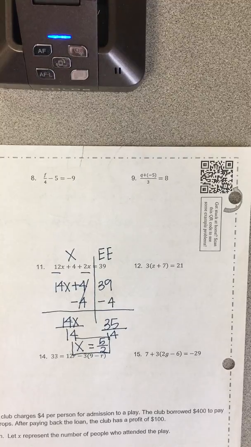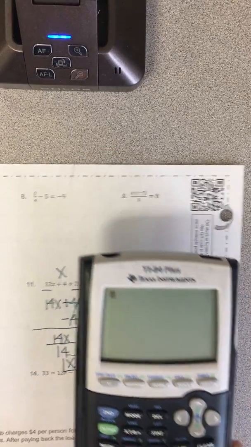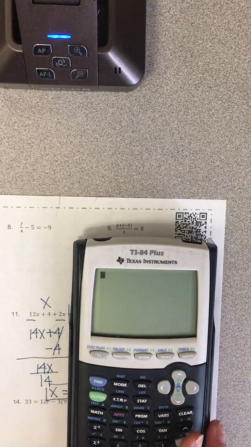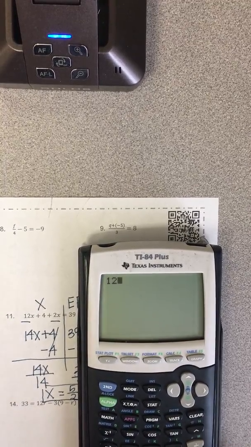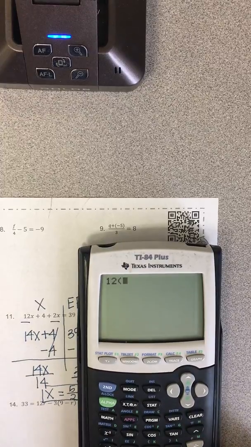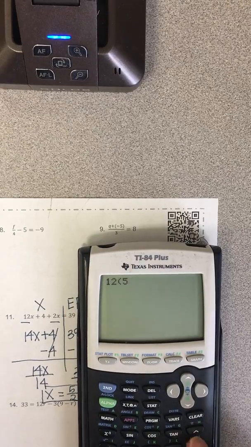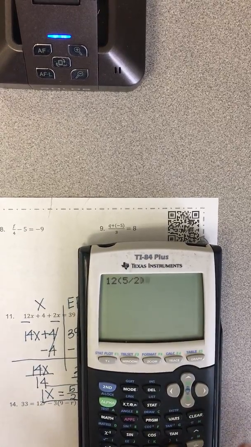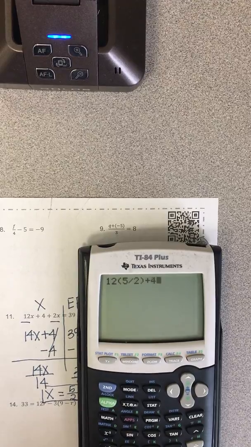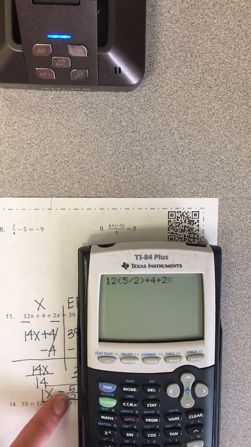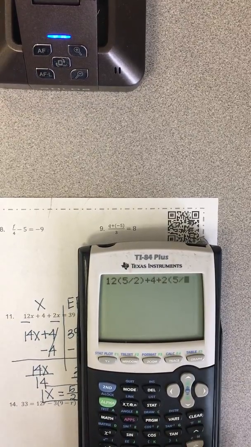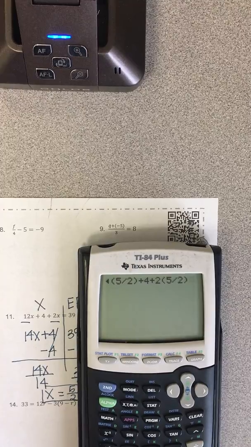So there's a way to do it on the calculator I showed y'all today in class. So I'm going to remind you what to do. So first I've got, let's see if y'all can see that, 12 times, remember the parentheses, your calculator knows that means multiplication. And I've got 5, and remember to do a fraction, we're going to do divided by 2. Then I've got plus 4 plus 2. I'm plugging in my 5 over 2 for x again. 5 divided by 2. Close my parentheses.